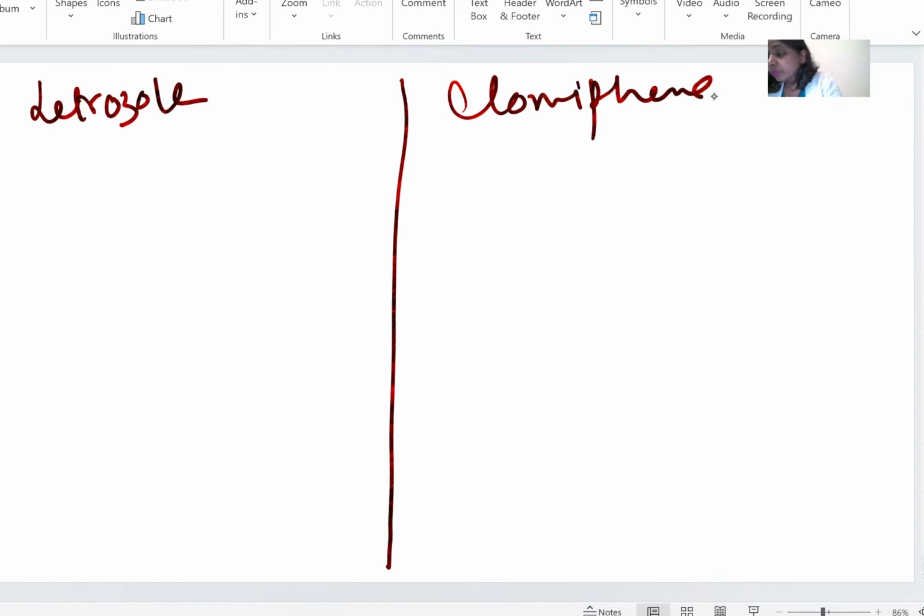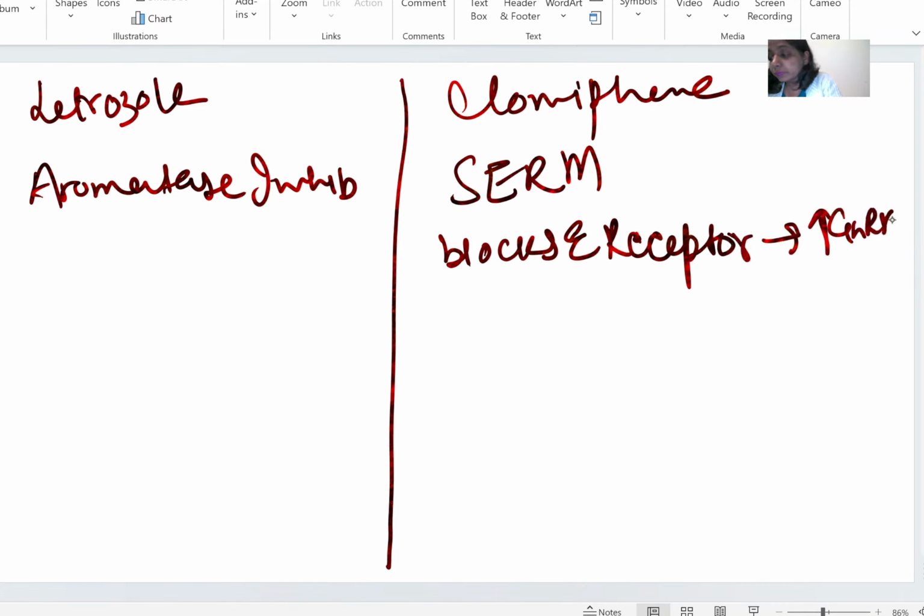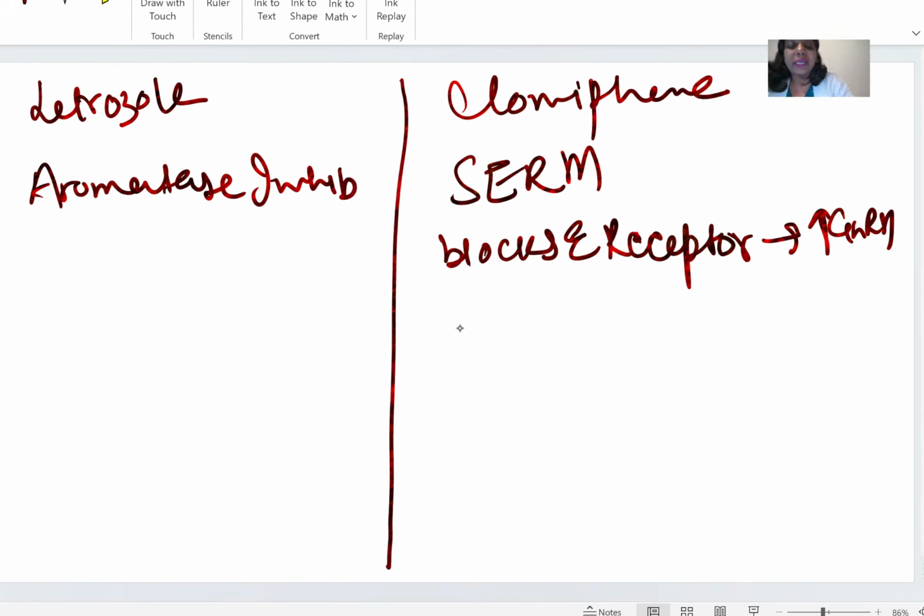Why is it so? Can you tell me? A question has come on each and every line. The PYQ has come on each and every line. Can you tell me what is the mechanism of action of letrozole? It is an aromatase inhibitor. The clomiphene is a SERM. It blocks the hypothalamic estrogen receptor and increases GnRH. But because it is a SERM, it is estrogenic at some sites and anti-estrogenic at other sites. So please mind this. Because of this, it has been replaced.